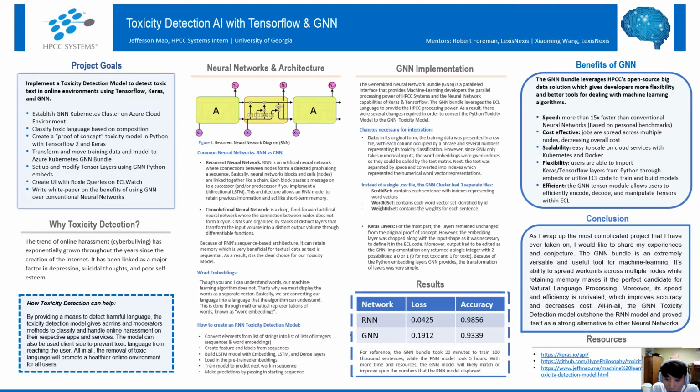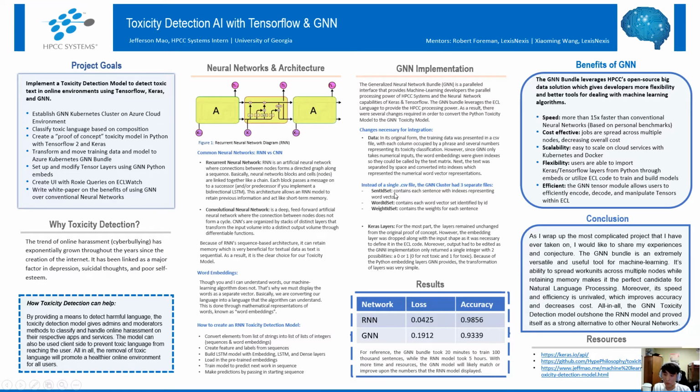After that, since the GNN only takes numerical inputs, the word embeddings were given indexes so they could be called by the text matrix. Next, the text was separated by space and then converted into indexes, which represented the numerical word vector representations. So essentially, instead of having a single CSV file, they were separated into 3 files, the first one being the sentence ID set.